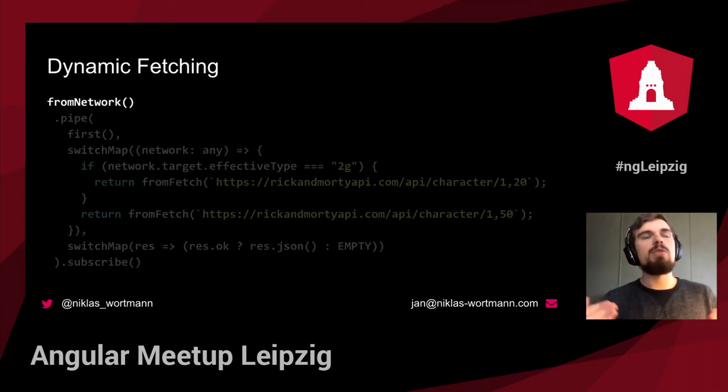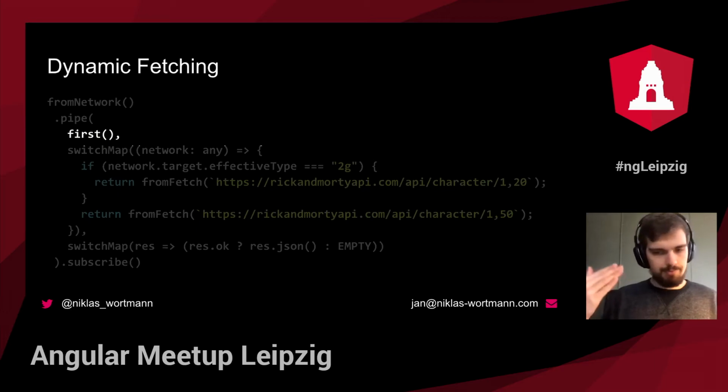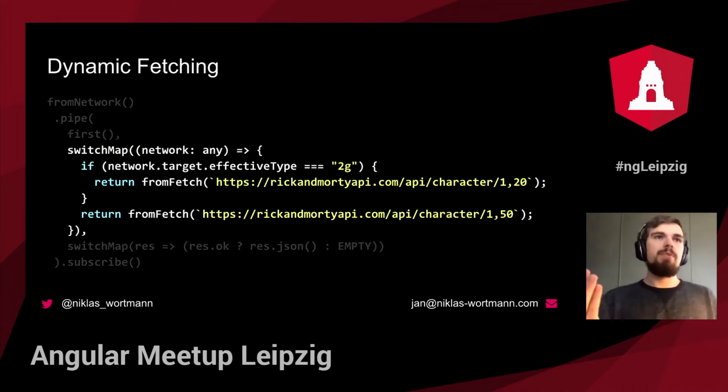So RxJS-Web also supports the network API, which gives you information about the current network conditions of your user. So for example, what network type he's running on. So I used first here because fromNetwork also usually tracks network condition. With first, I'm just getting one value, because otherwise the switchMap would be triggered every time the network condition changes. Anyway, we are then checking the network conditions. And if you're running on 2G, I just want to load the first 20 elements from my REST endpoint. If I'm running on a better network condition, I want to load the first 50.